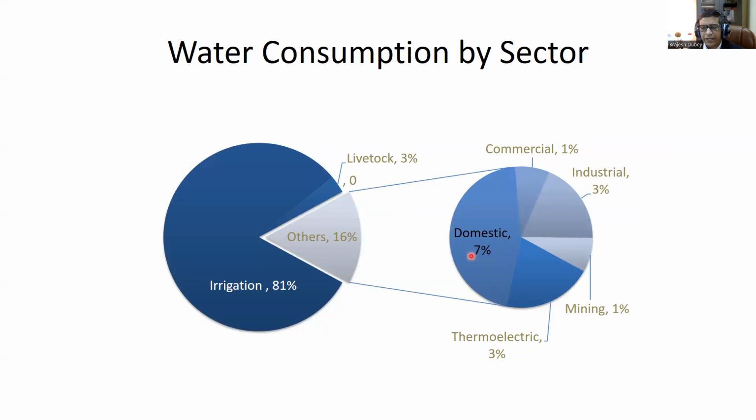In terms of irrigation, nearly 80%. That's a lot of water. Even for energy production, we need around 3%. Domestic is only 7%.